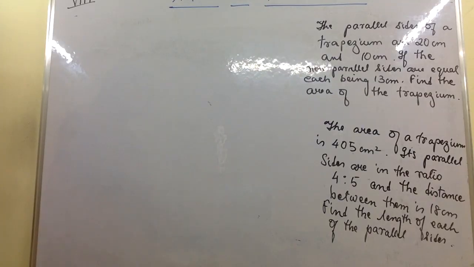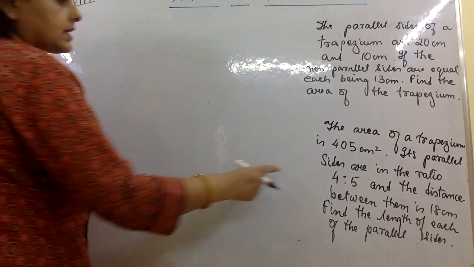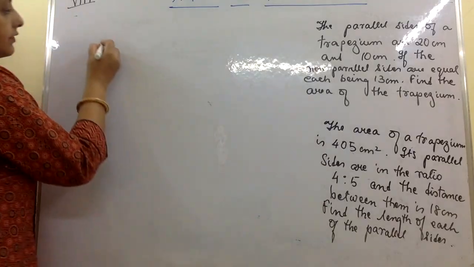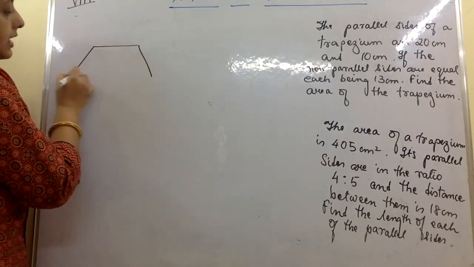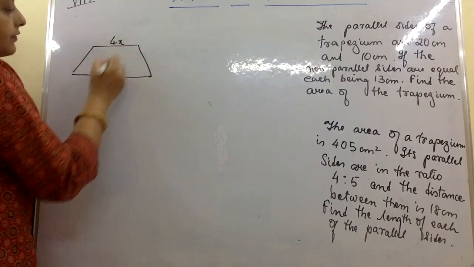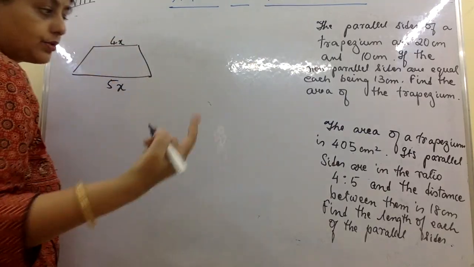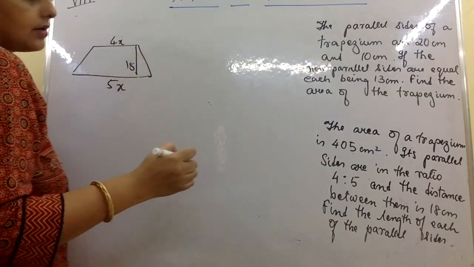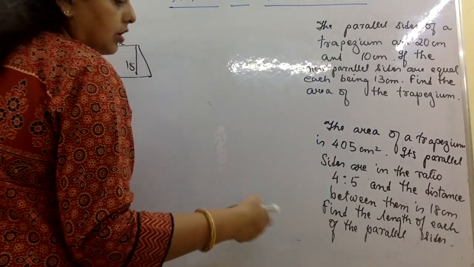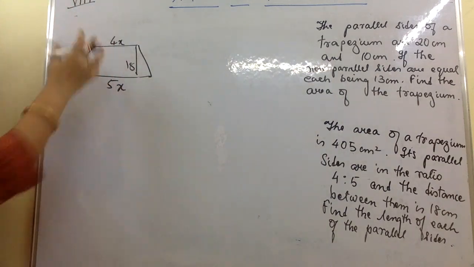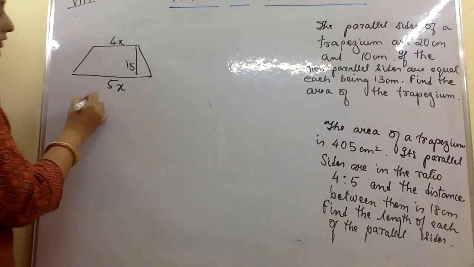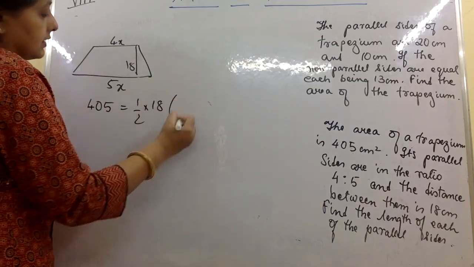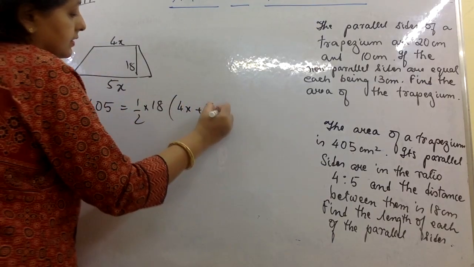The area of a trapezium is 405, its parallel sides are in the ratio 4:5 and the distance between them is 18. Now here again we have a trapezium and the parallel sides are 4:5. So you can take it as 4x and 5x. Distance between them is 18. Find the length of each of the parallel sides. Now you actually have to find the value of x. So what we can do, 405 is equal to half into 18 into 4x plus 5x, right?